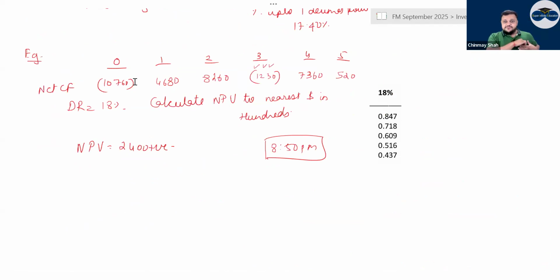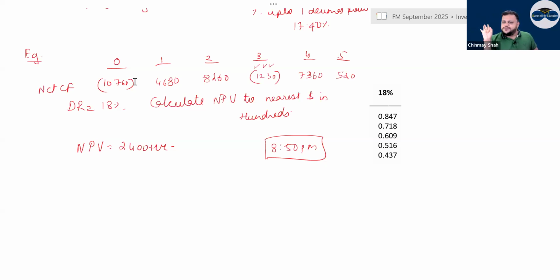This is something from your pocket you have to give. For a second, assume you don't have money at all. For a second, let's say there is a tri-party agreement. What agreement? Tri-party agreement. Me, you and bank. Okay? You say, sir, look, 10,760 you invest with us. We will give you 4680, 8260 again, third year 1230, whatever.